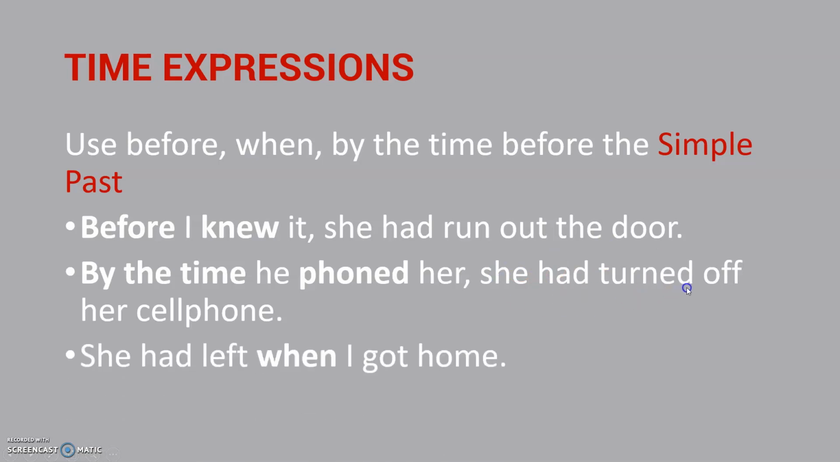Same thing with the last example: she had left when I got home, right? What is first? She had left, and then I got home. So it's pretty simple like that. Remember, the simple past has only the verb in past. The past perfect has the auxiliary had and the verb in past participle. And this action with the past perfect is always before this action with simple past.